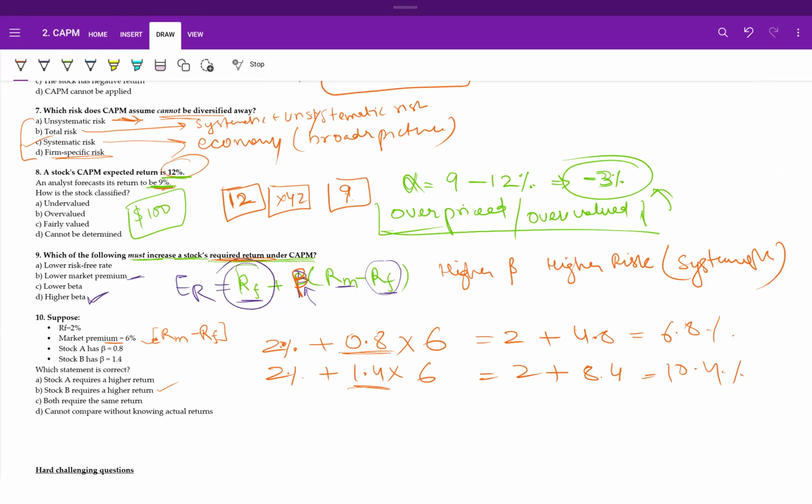Does stock A require a higher return? No, the higher return will be required by B because the beta is high. So this is the importance of beta, the systematic risk. Always make a habit of connecting beta with systematic risk. Whenever we talk about beta, we are discussing systematic risk, and systematic risk is the broader picture, which is related to the economy.